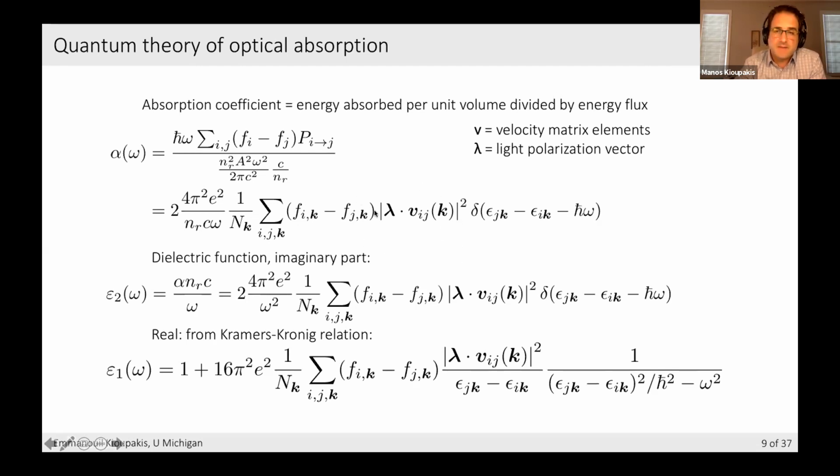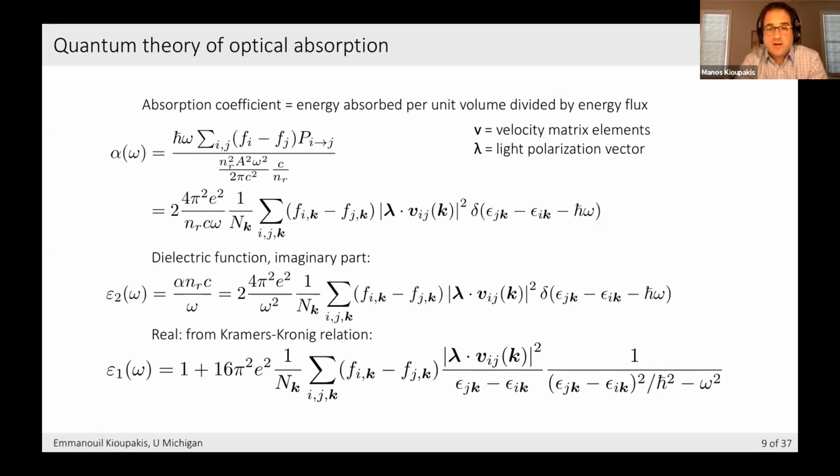And then here is the key quantity for optics, the velocity matrix elements, the matrix elements of the velocity operator between your initial and your final state, and projected onto the direction along which your photon is polarized. It can be X or Y or Z. You have plane polarization, cyclic polarization. That's how you quantify it here. And last, the energy conservation delta function: your final state has to be your initial state plus the photon energy. Okay, so that's it.